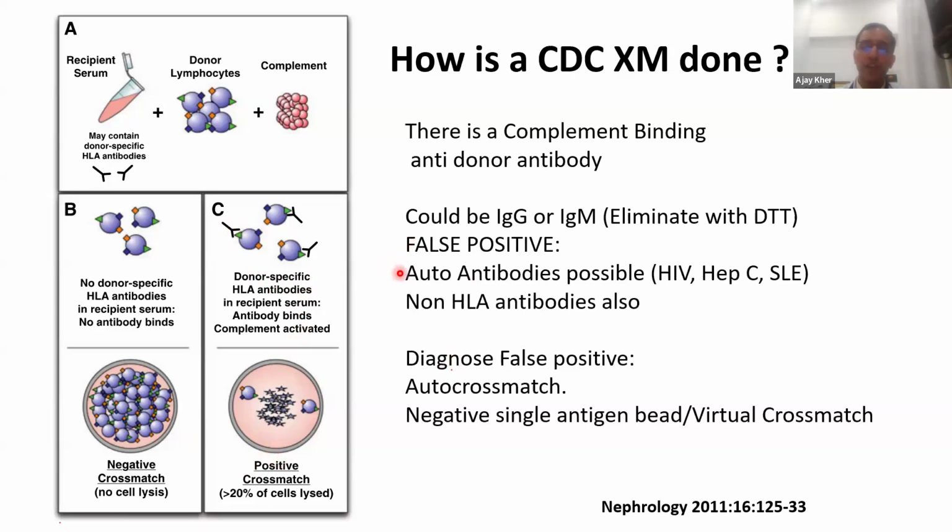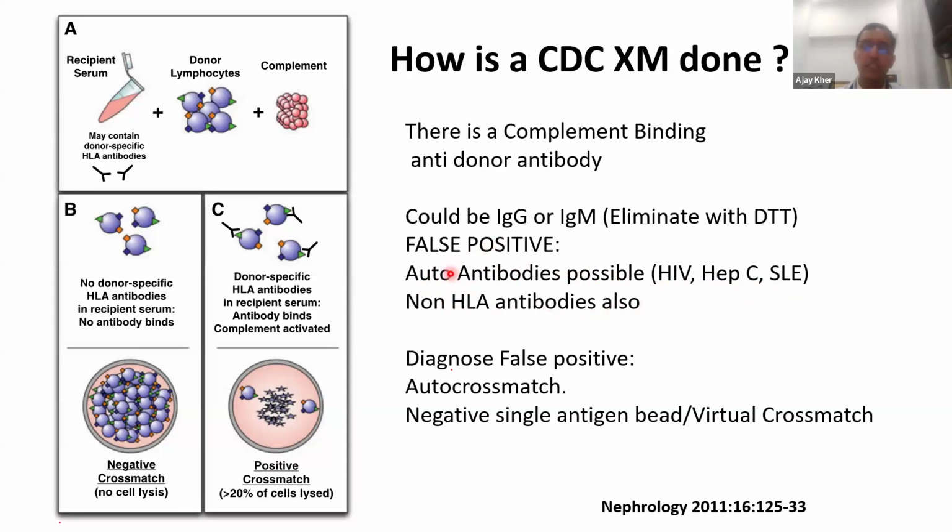False positive would be if there are autoantibodies. And so you should look at a CDC crossmatch when it's positive, also at an auto. And if autoantibodies are there, usually have HIV, Hep C, lupus, those are possible reasons for autoantibodies. It can also be a non-HLA antibody that is there. In these situations, you can move forward with a transplant without any high risk.